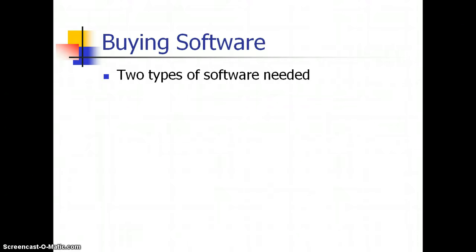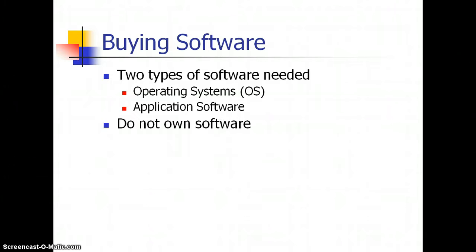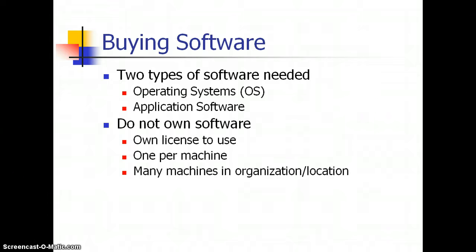Remember, when you're buying your software, when you're buying your new computers, upgrading, things like that, you have to have 2 types of software, your operating system and your application software. Remember, you do not own the software, you only own the license to use it. You always have to have 1 license for every machine. It doesn't matter if you have 10 machines, that means you have to have 10 licenses. Usually businesses have multiple machines. Sometimes companies will give you a discount when you do buy their software.